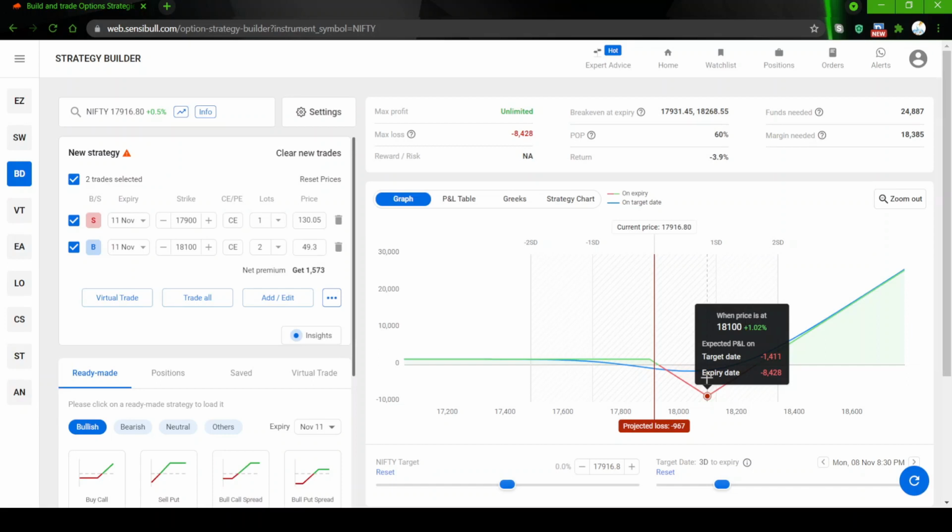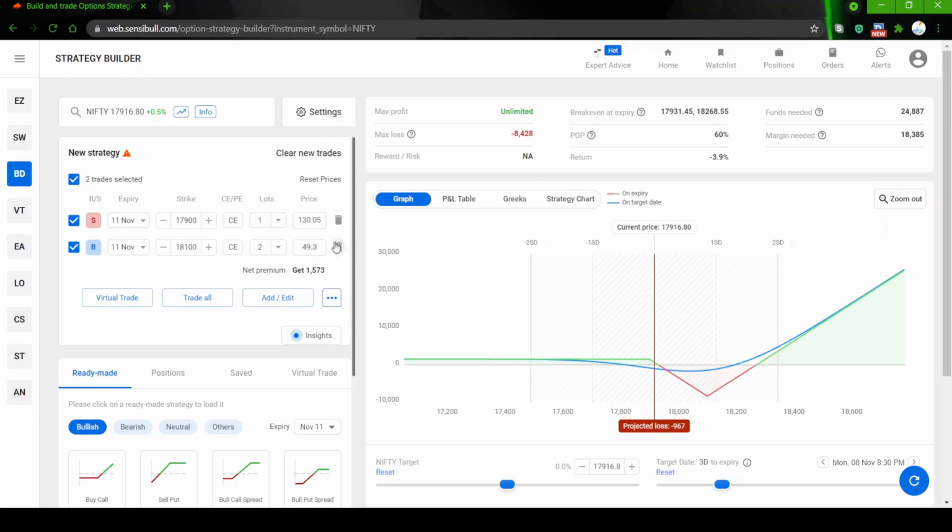So what happens? You are selling a lower call, right? The lower call, for the price that you have sold, 130 rupees. This is the 17900 call, right? For 130 rupees you have sold, and the market is going up, and your two 18100 calls are gaining. The 18100 call will start gaining more value only when it crosses 18149, or 18150. You say 50 rupees you sold.